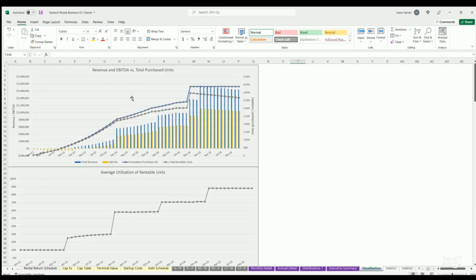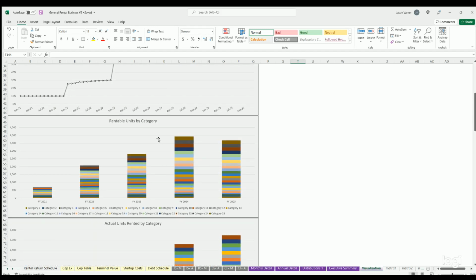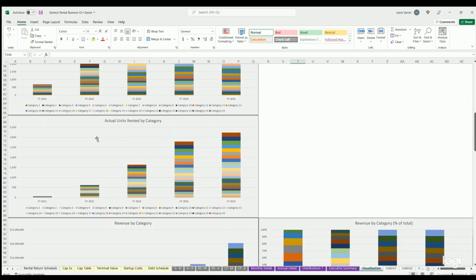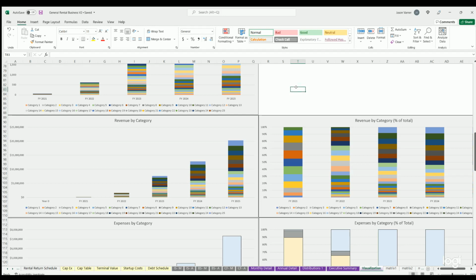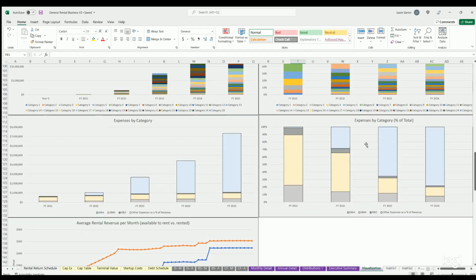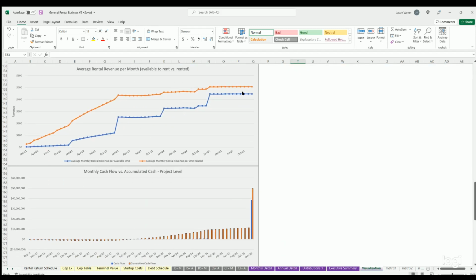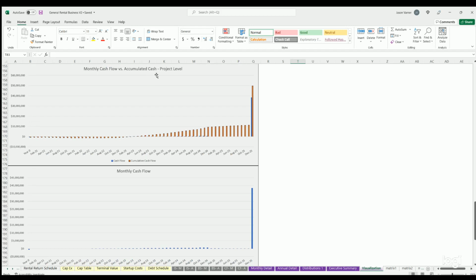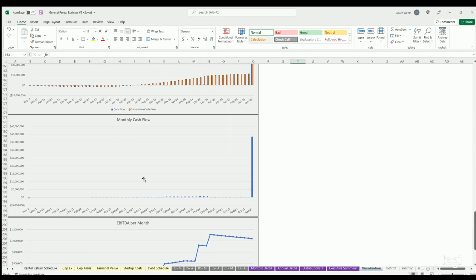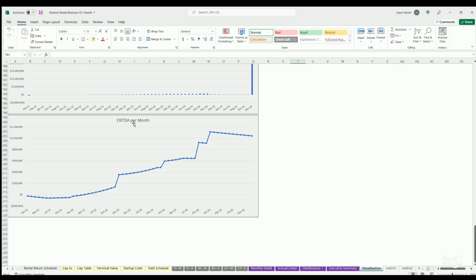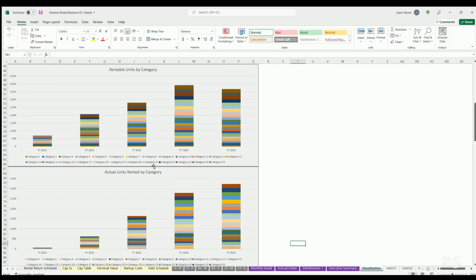Visualizations, a whole bunch here, a whole bunch of visualizations to summarize the result of the assumptions. This is a pretty nice way to view what you're actually saying in a visual way. Expenses. This is the utilization chart, which is really cool. The bigger this gap is, the bigger inefficiency you have in the value you're getting from things rented out versus things just sitting there and not being rented out. Monthly cash flow, accumulated cash, monthly cash, EBITDA. And so all this is going to be driven on the assumptions, and they'll change as they change.